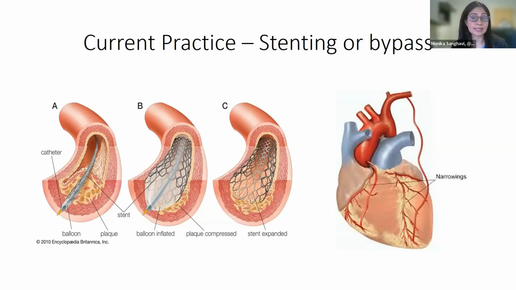In addition, we sometimes use bypass, where we completely bypass the blocked vessel with another artery in the body. As you can see on the right, this is the most commonly used graft. It's called the LIMA. It's coming from one of the main arteries and is being used as a bypass vessel to the obstructed coronaries. So when you talk to your family, you might hear that they've had stenting, which is this procedure where they had a stent placed, versus bypass, which is a more invasive surgery.